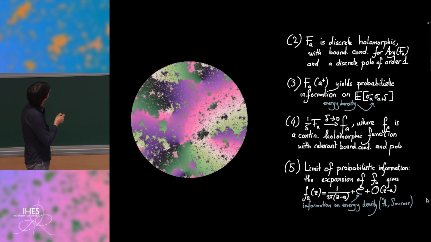So here it tells us that if you evaluate at the point z equals a, so you collapse the two points, you get essentially the energy density. And the other thing is that this function converges once properly renormalized. If you divide by the mesh size, this function f as a function of z will converge to an explicit holomorphic function that solves an explicit boundary value problem, and that you can characterize quite well. The convergence is as good as it gets.